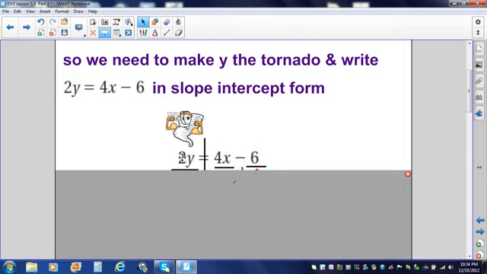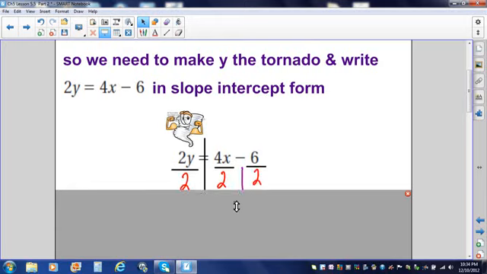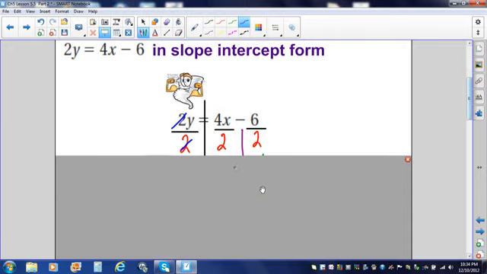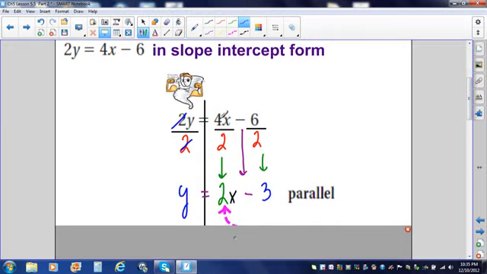We need to make y the tornado, and since 2 is touching y, that means multiplication. So we're going to do the inverse of multiplication, which means division. So on your paper, please divide every term by 2. These will cancel each other. Now I have y equals 4 divided by 2, which gives me 2. And don't forget that your dog, or x, follows you everywhere you go.